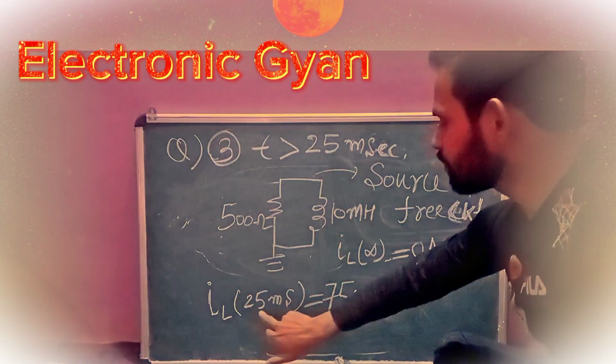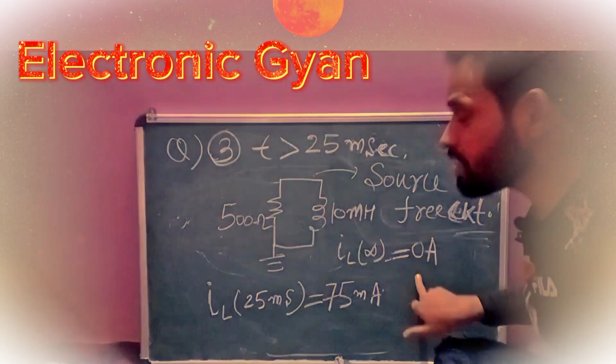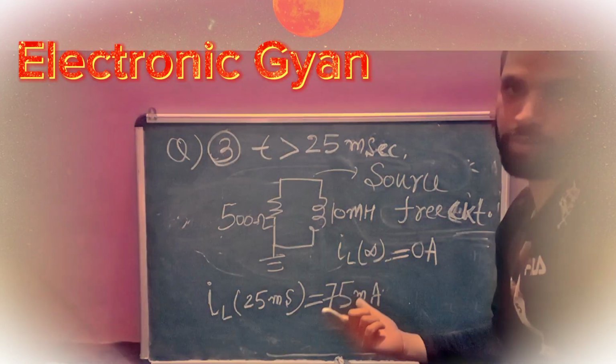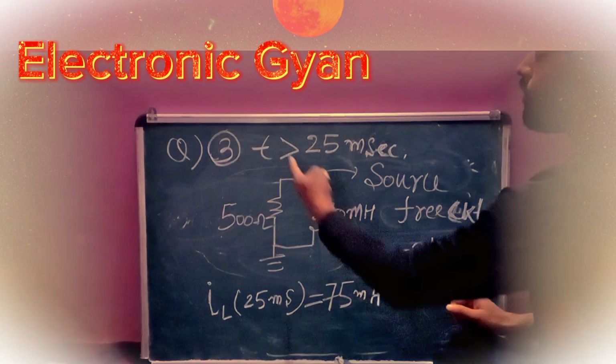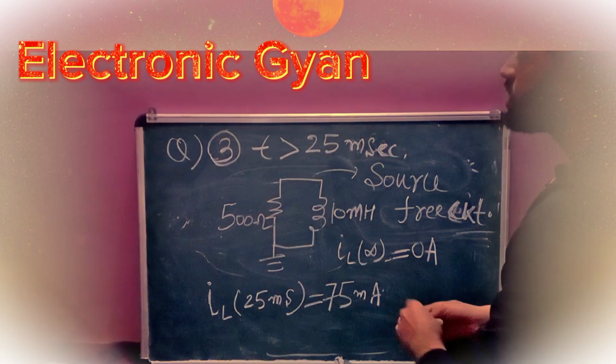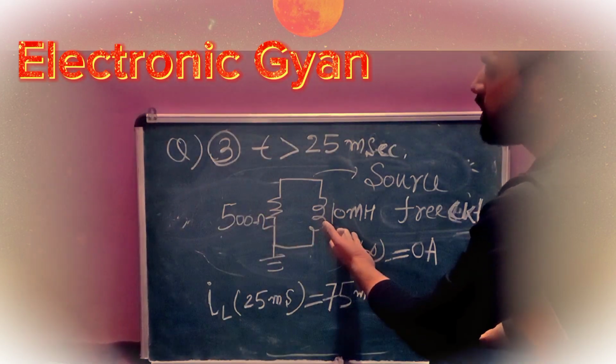We have obtained the initial current, and we have obtained the final current. Now we are left with the time constant of the circuit. How can we find the time constant? That we know very well. For t greater than 0, my time constant is nothing but L by R. L is here, R is here.